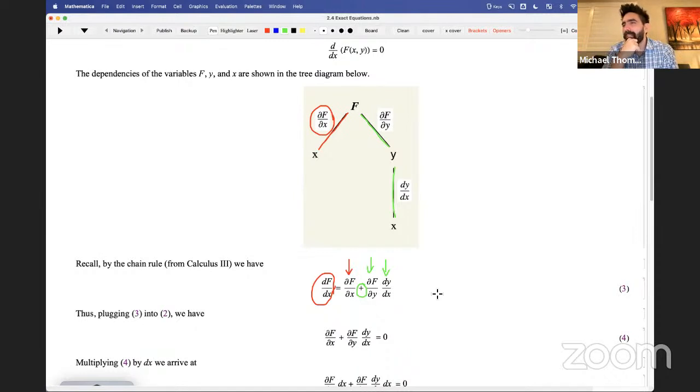Maybe not. Okay. Yeah, you guys learned this at one point. It's just the chain rule. It's a higher dimensional version of the chain rule from Calc 1. The chain rule is the most used differentiation rule in all of calculus, right?